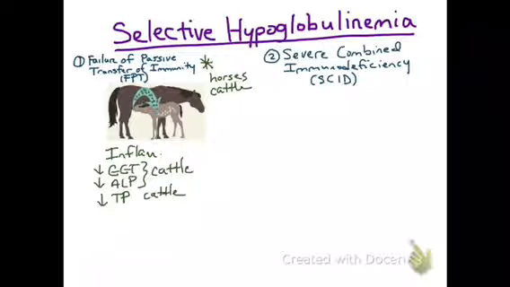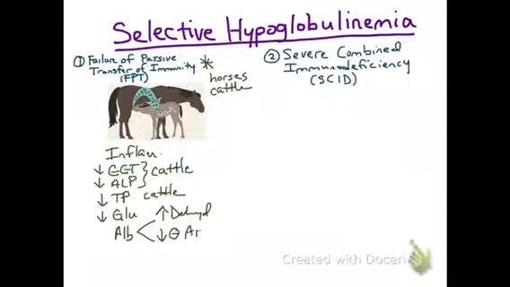So colostrum also contains a lot of glucose, so energy for the neonate. So if there's decreased ingestion of colostrum, you can see hypoglycemia. And then finally, albumin is also often affected, and albumin could be either increased due to dehydration because, again, the foal's not eating or drinking, or it could be decreased because albumin is a negative acute phase protein.